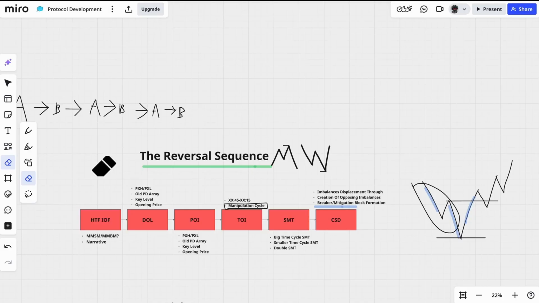You can define and remove your own variables if you would like to, for example, only pay attention to PXH and PXL in combination with, for example, PD arrays, or you can be looking at purely breaker and mitigation block formations. You can be purely looking at the macros and only want to trade those. It doesn't matter. This is the core, and around that core, you'll be able to define your own process, your own protocol. Now, this is purely the technicals, meaning this is the reversal sequence from a technical perspective.